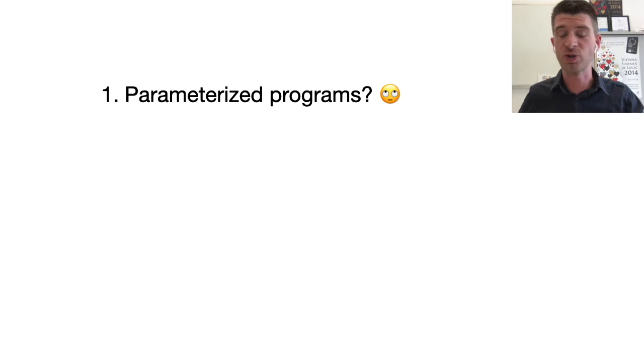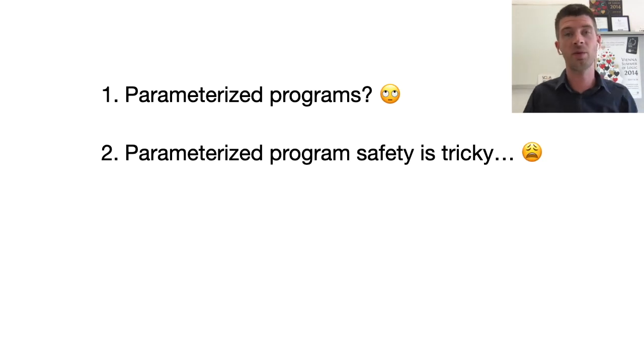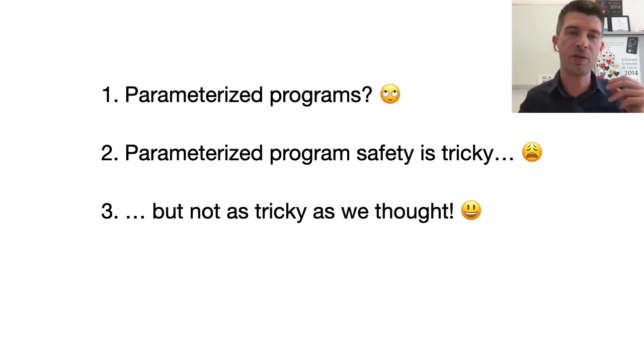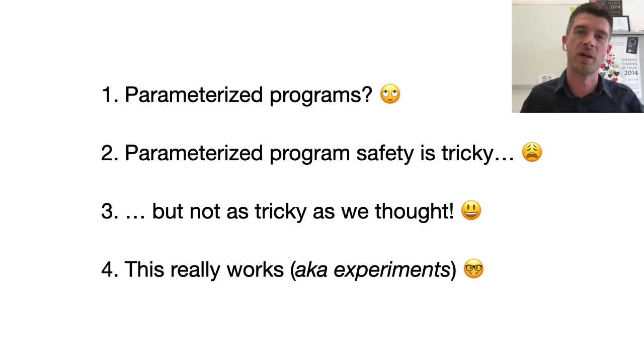This talk is structured in 4 sections. We will first look at what are parameterized programs. Then we will look at why safety checking them is really challenging. In the third and main part, I will try to convince you that things can be made a lot easier than we thought so far. And then we will look at some evidence that this actually works in the form of experiments.